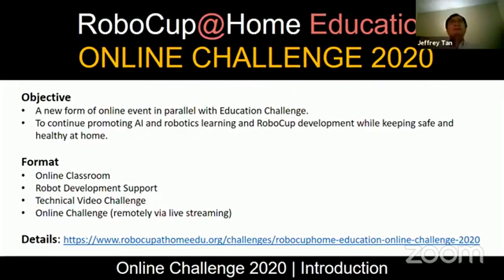where everyone comes to the same place and we do the activities together. But this online challenge is a new form. So we try to do all our activities and development in an online form. But of course, it is in parallel with our education challenge. We don't stop doing physical developments once it is ready or once we are allowed to do so. Also, the objective is to continue promoting AI and robotics learning and RoboCup development. We don't want to stop all our development because of the situation, but we also want to keep safe and healthy at home. So how can we have our development and learning continue while everyone stays healthy?